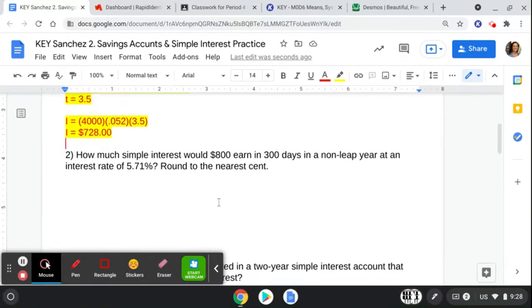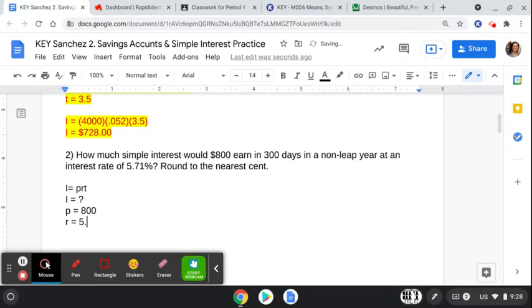Next, it says how much simple interest would $800 earn in 300 days in a non-leap year at an interest rate of 5.71%, and we're going to round to the nearest cent. So again, we need to identify the interest is our unknown. It's what we're looking for. Principal this time is $800. Our rate is 5.71%, which we convert to 0.0571.